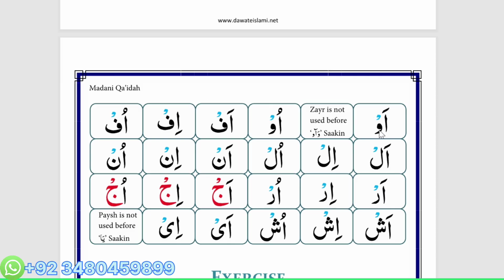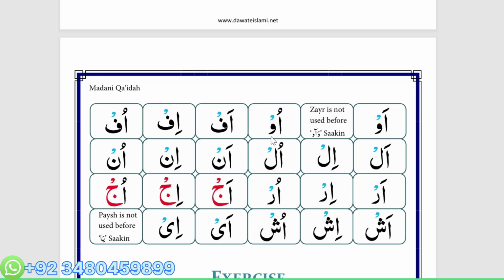Hamza Waw zabar aw. As we have learned in previous lessons, if zabar comes before waw sakina or ya sakina, then waw or ya will be converted into waw lin or ya lin, and waw lin and ya lin are pronounced without stretching, without sudden pausing. So Hamza Waw zabar aw, in this way.